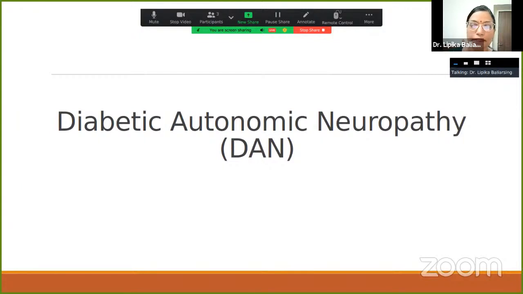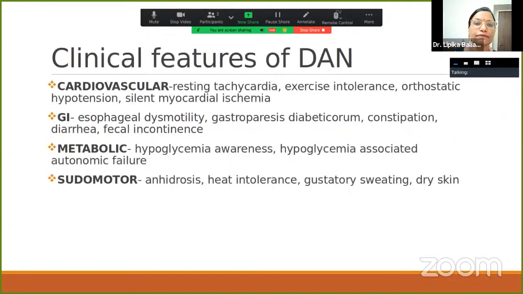I'll discuss diabetic autonomic neuropathy or DAN in detail now because it is a question. Clinical features. So, what are the clinical features of diabetic autonomic neuropathy? In the cardiovascular system, there will be resting tachycardia, exercise intolerance, orthostatic hypotension, and silent myocardial ischemia. It is the most common cause of death, which we are very unprepared for. We can't help the patient really. So this silent myocardial ischemia is very hazardous. We must detect it before.